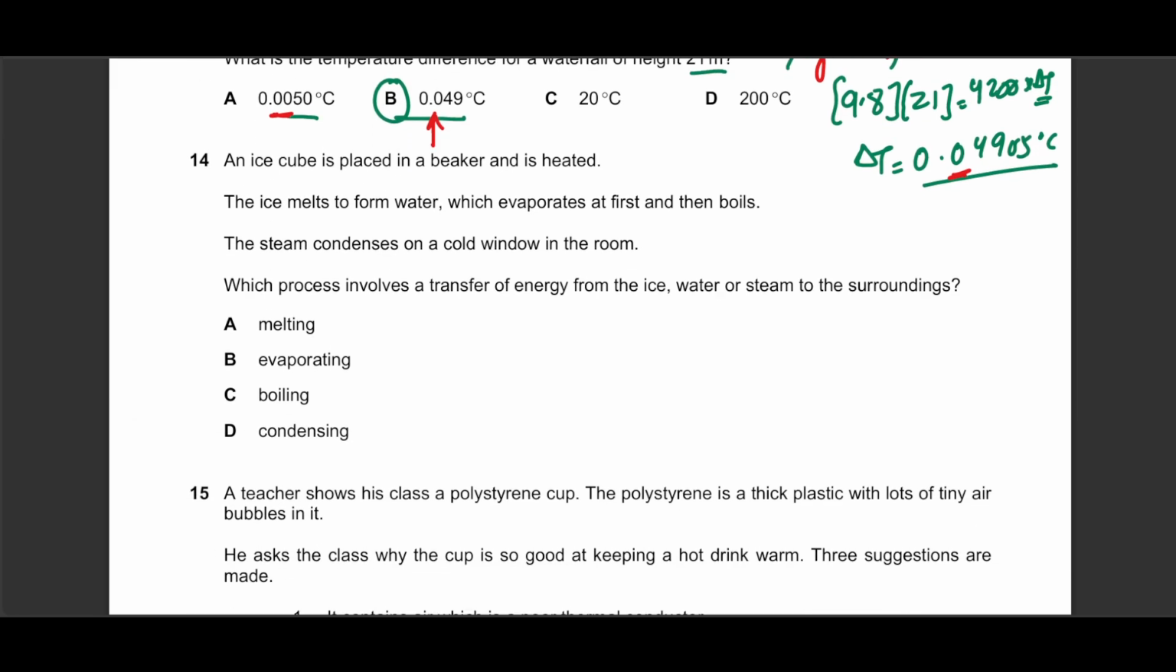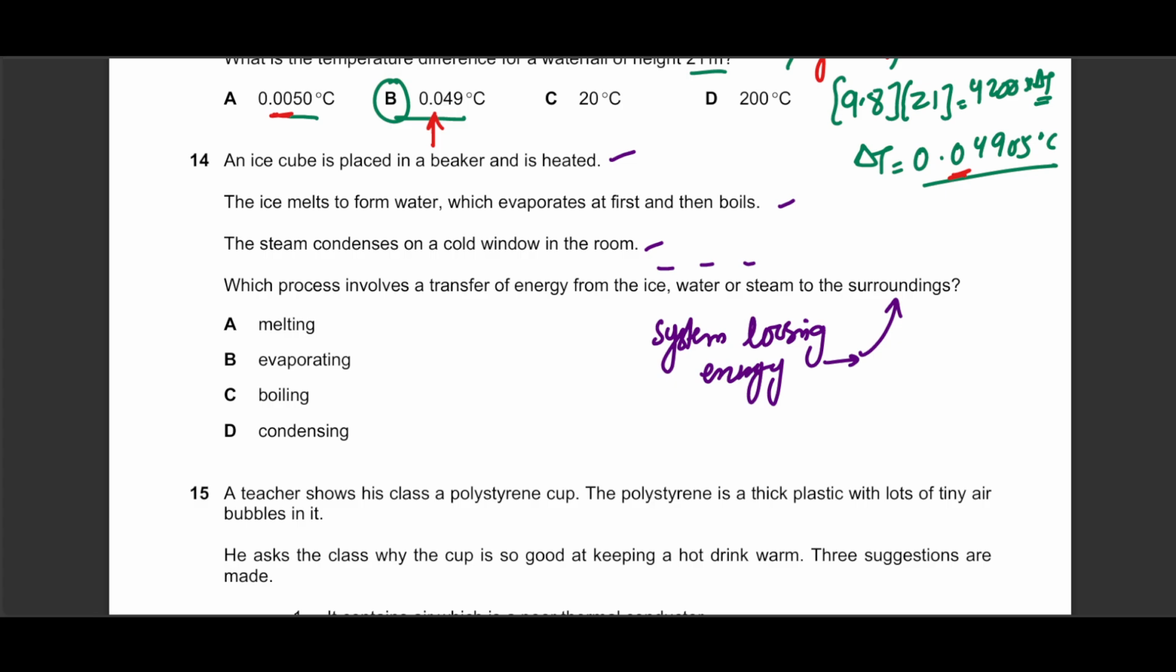Question number 14, he says the ice cube is placed in a beaker and is being heated. Okay, fine. The ice melts to form water, which evaporates at first and then boils. The steam condenses on a cold window in the room. Okay, fine. Which process involves a transfer of energy from ice, water, or steam to the surroundings? So he's trying to find out that these three statements are being made. These three things are happening. In which case, the system, either ice, water, or steam, is losing energy to the surroundings.